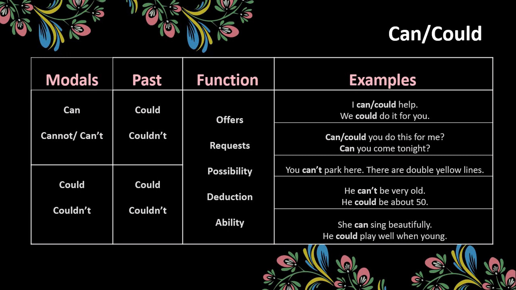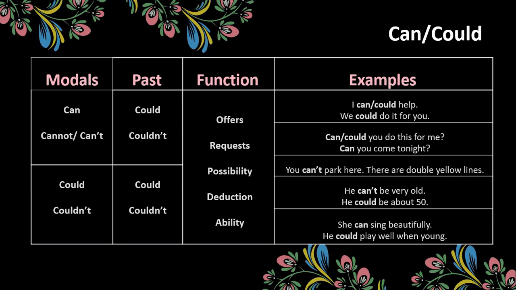The past form of can is could, and the negative form of can is can't or cannot, and its past form is couldn't. And of course, could and couldn't have similar forms in the past. So when it comes to the function, both modal verbs can be used to express offers. For example, I can help or I could help. We could do it for you. And again, you can use them to state requests. For instance, can you do this for me?